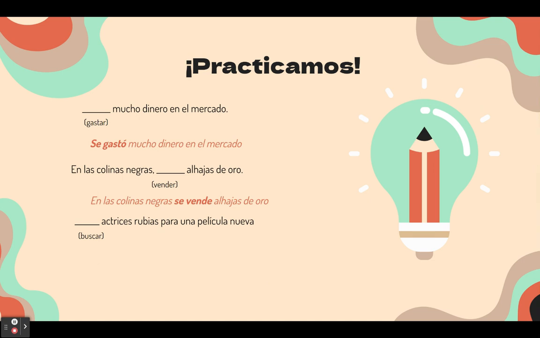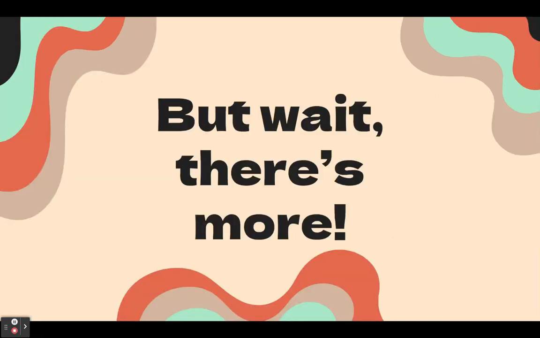And then that last one, to search, buscar, "actrices rubias para una película nueva." So they're looking for blonde actresses for a new movie. And in that case, it would be "se buscan actrices rubias para una película nueva." Again, we don't know who's looking for these blonde actresses. We don't really care. It could be the director, the casting agent, the producer. All we care about is that they are currently looking for blonde actresses for some new movie. All right?